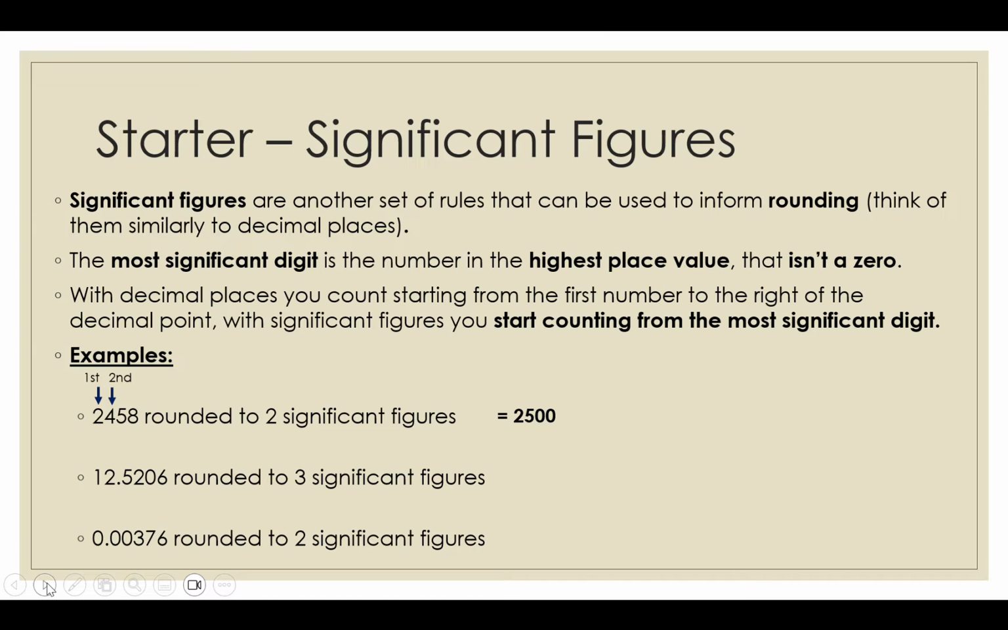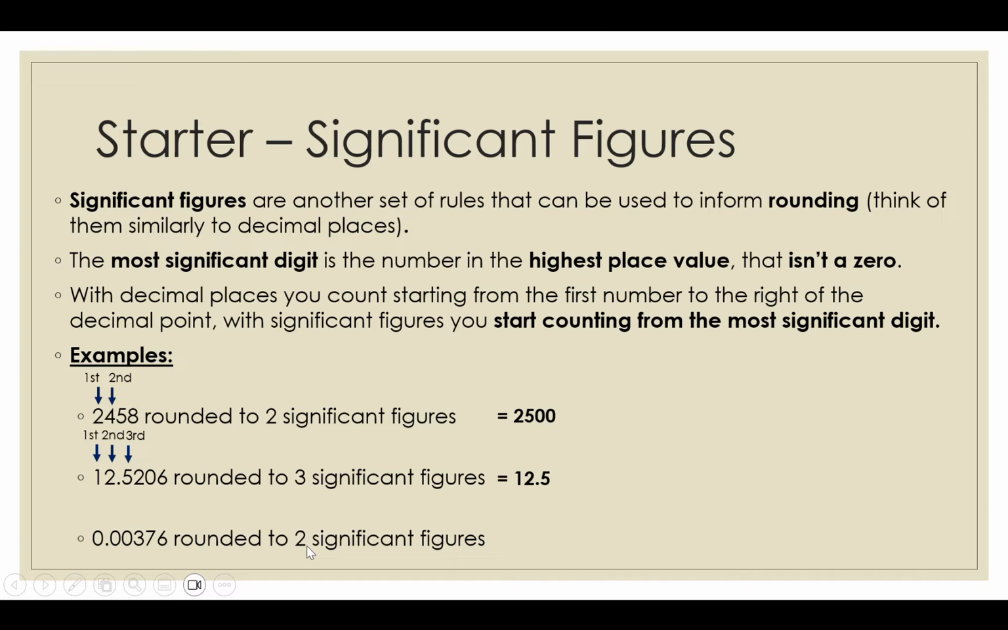Next one we have 12.5206. We're going to round it to 3 significant figures. Here's our first, here's our second, here's our third. So basically this is to 1 decimal point, and we end up with our solution there of 12.5.